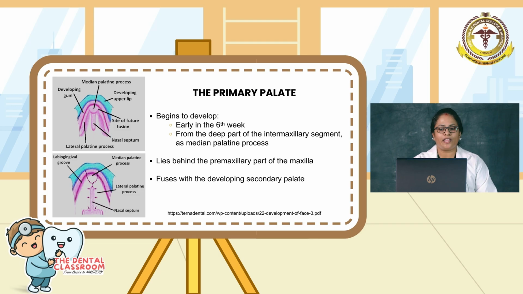Now let's look deep into the primary palate, how it actually forms. Around the 6th week of development, a small structure called the intermaxillary segment gives rise to the median palatine process. This becomes your primary palate. You can imagine it just like the first foundation of the palate. It sits just behind the premaxillary part of the maxilla and later it must fuse with the growing secondary palate. Even though the primary palate is very small, it plays a major role for the rest of the palate to develop.